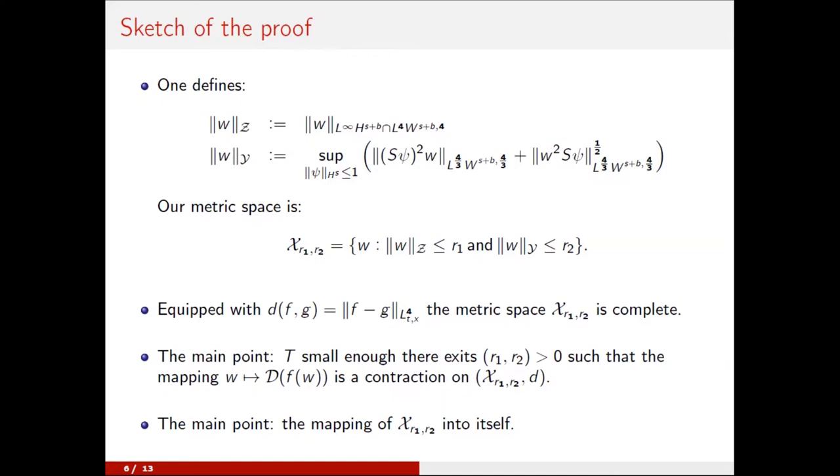The second one, the most important, is that for T small, there are L1, L2 such that the mapping is a contraction. There are two things: the mapping of this space into itself, and the contraction. For the contraction, try to use the easiest, most simple method, because if not, you make things twice more difficult. Use this L4 without any derivative. If I prove there is a contraction, there is a fixed point, and the fixed point is in my space.